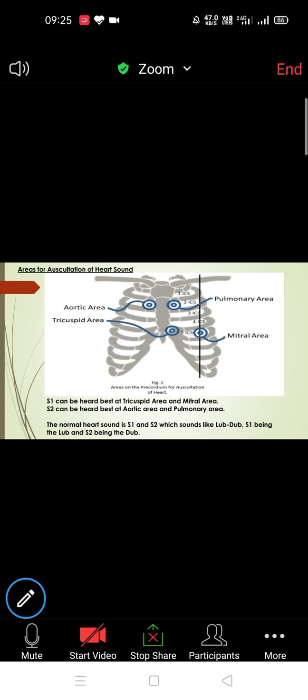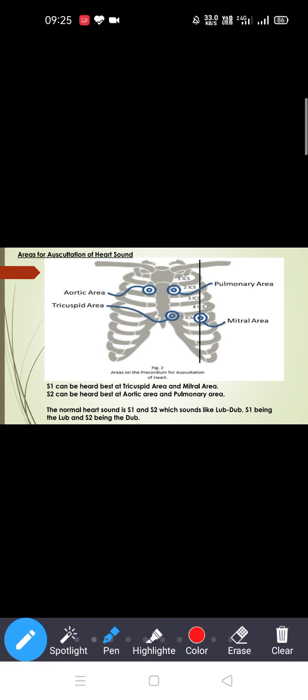S1 can be heard best at tricuspid area and mitral valve. So here is the place. This is the area for listening the S1 sound. Okay, this two means it is in the fifth intercostal space. Okay, and tricuspid area, it is just next to the sternum. Okay, and this is the mitral area. It is also in the fifth intercostal space, but in the midway of the clavicle.